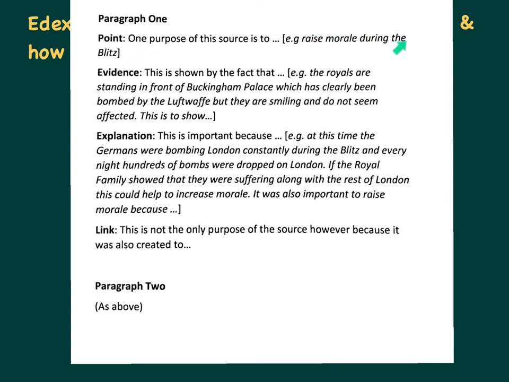So, for example, we've got here, you could have paragraph 1. One purpose of the source is to, what was the purpose? So maybe it's raising morale during the Blitz. Maybe it's trying to persuade people to do something. Perhaps it's someone trying to record their own personal memories so they can look back on it in years to come. So what's the purpose of the source? The evidence for that. So this is shown by the fact that, quote something you can see in the source, or quote something that the source says that's evidence that that was its purpose. Then we explain. So why was this important? This was important because, and then link back to the question.